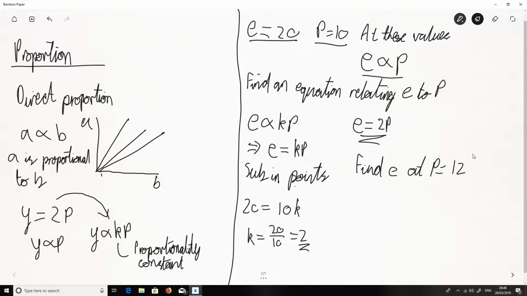Just give you another random point and it wants you to find the value of E. Well, we just sub that straight into our equation. So E equals 2 times 12. So E equals 24. And that's quick, easy marks. Because if you can do this step and then substitute in your values correctly, you've basically solved the question.